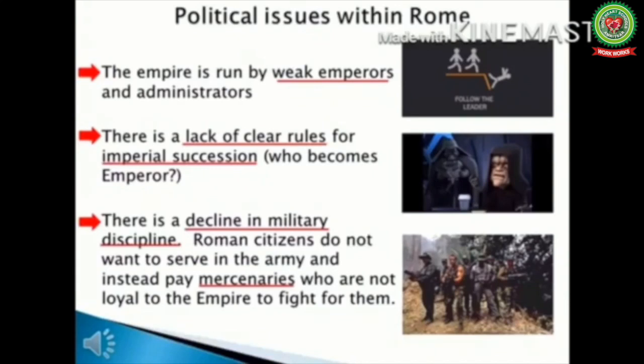Number 3, there was a decline in military discipline. The people did not want to serve in the army. They instead wanted to be mercenaries. Who are mercenaries? The people who fight for the sake of money, not for political reasons.